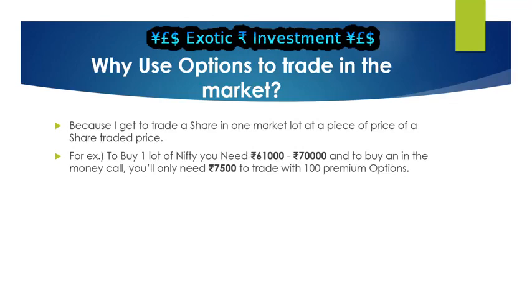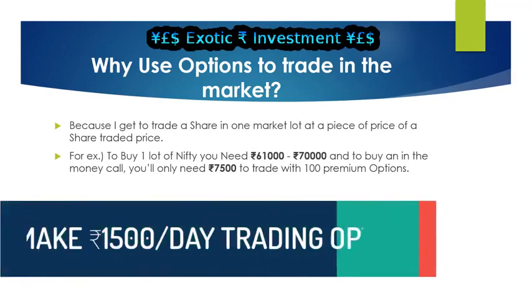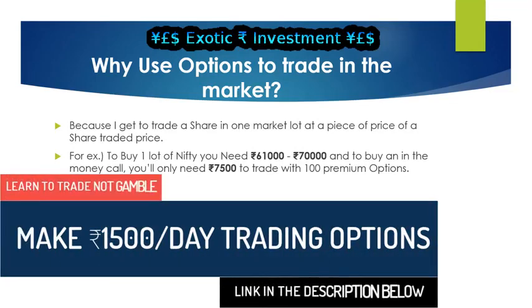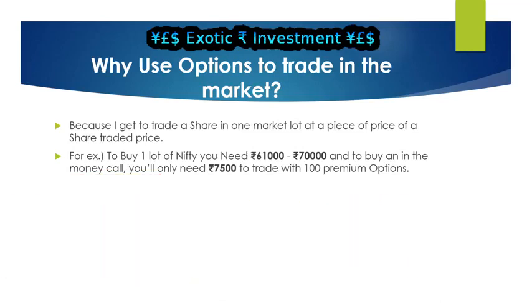And to buy an in the money call or in the money put with respect to a 100 rupees premium option, I would only require around 7,500 in the market. That's the best part about options, and you can still make around 1,000 to around 5,000 rupees on a daily basis, provided you are trading in the right mindset.